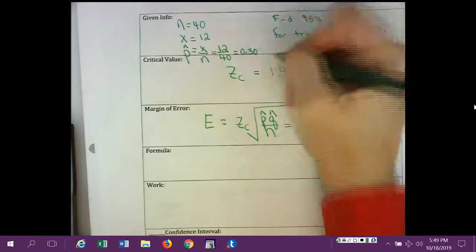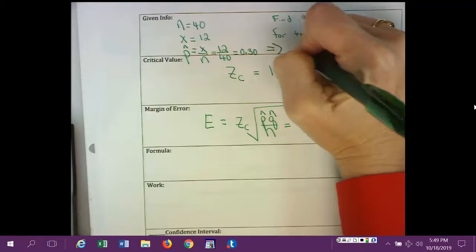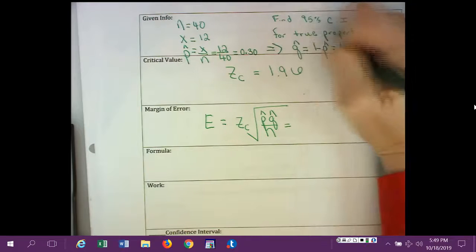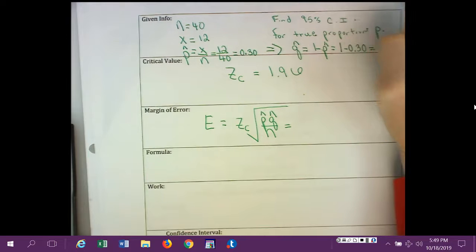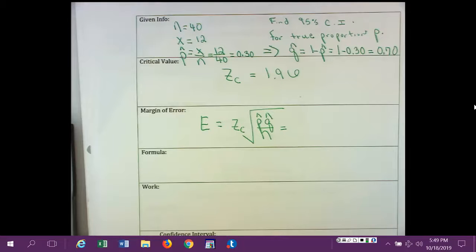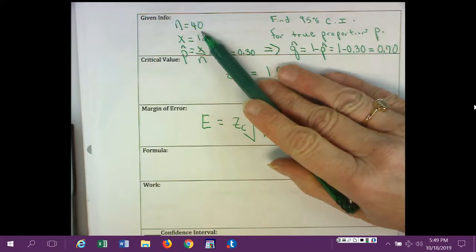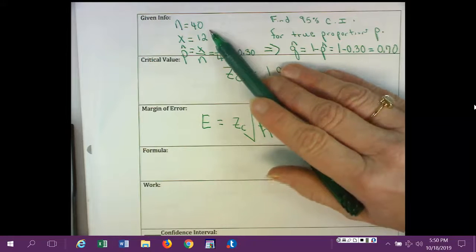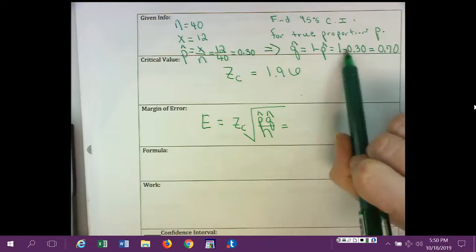I'm going to put an implication arrow here. This implies that q hat is 1 minus p hat, or 1 minus 30%, which gives us 70%. And you know, that 70%, that percentage is the number of people in the sample of 40 that were not exposed to the anthrax. That's that 28 people. 28 out of 40 would give you 70%. Those people were not exposed.